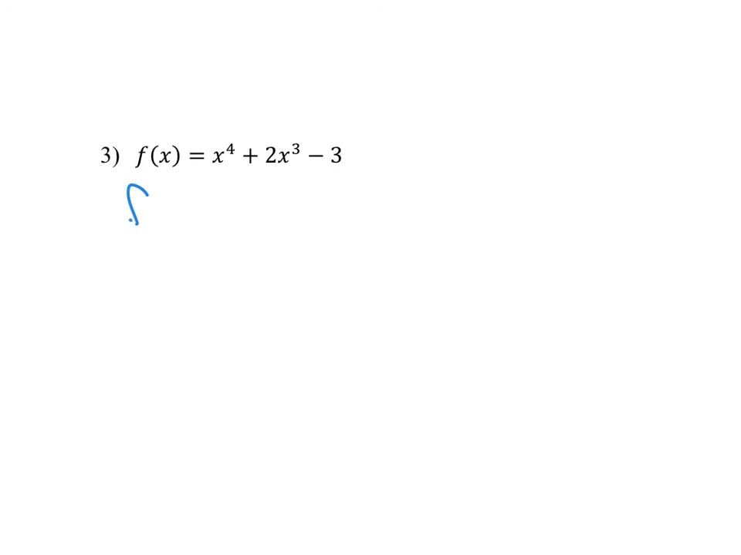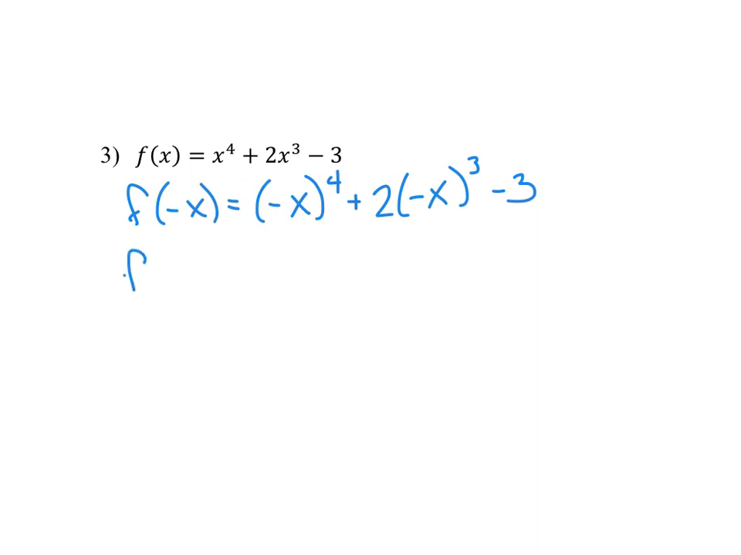All right, so we plug in f of negative x. There is a shortcut, but this is how we do this algebraically. Hopefully by the time we're done doing this, you'll be able to tell just by looking at the function if they're odd, even, or neither. But to show the work algebraically, which is what we always expect, you have to do it this way.